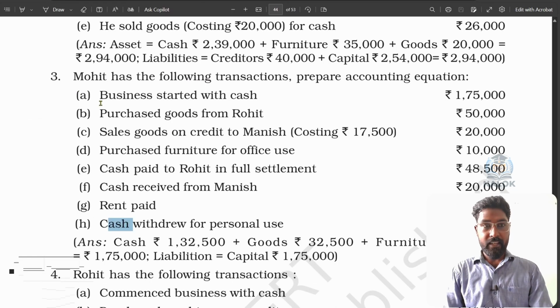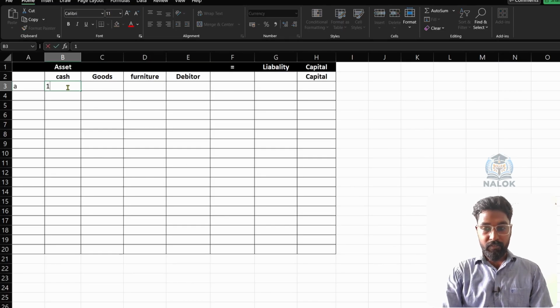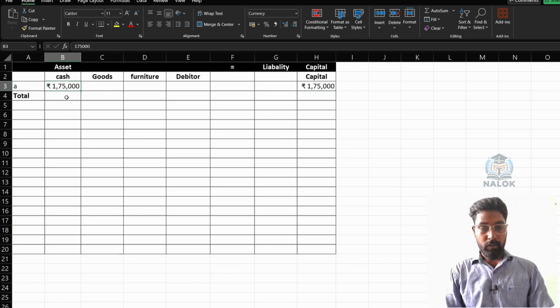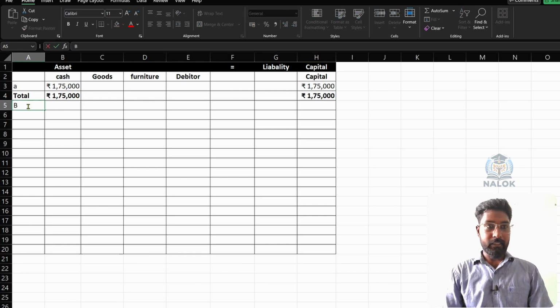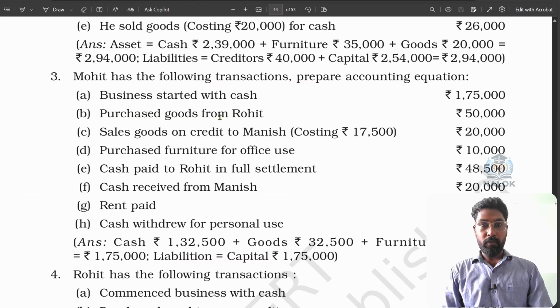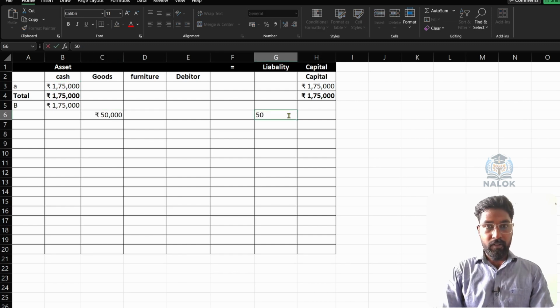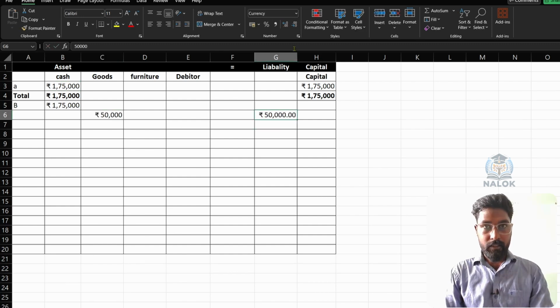In transaction A, business started with a cash worth of 1,75,000. Okay, let's enter 1,75,000. When the asset increases, so does the capital also. Right. Now let's do the total. Total is 1,75,000. Now let's analyze the transaction B. Purchased goods from Rohit. So this transaction does not mention the mode of payment. Okay. And following transaction, we can see transaction E, cash paid to Rohit in the full settlement. Okay. Let's assume the second transaction is made through credit. In the liability section, we bought goods worth 50,000. We owe 50,000 to Rohit because it's not yet paid.